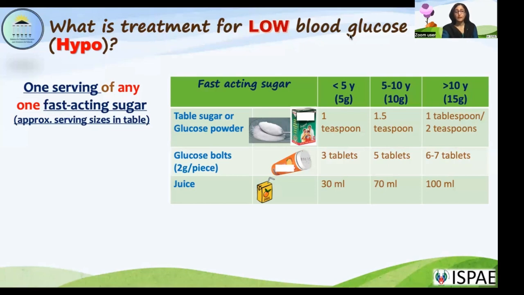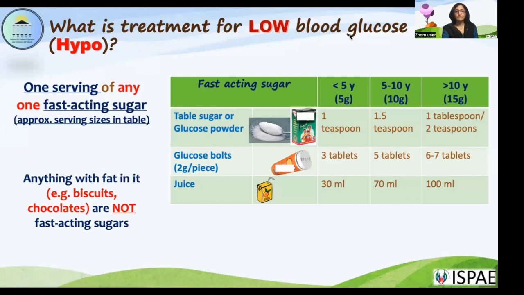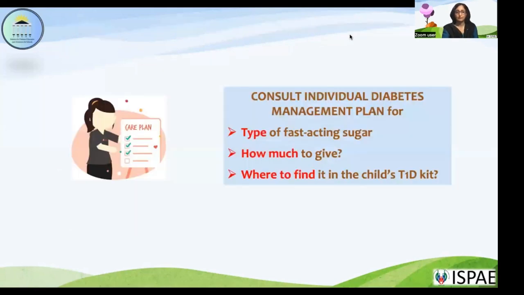We should always remember that food items which contain excessive fat, like biscuits, chocolates, and ice creams, are never recommended to treat a low blood glucose level. These are not fast-acting sugars. They do not increase the blood glucose level promptly. In fact, they lead to a delayed rise in the blood glucose level, which can be counterproductive.